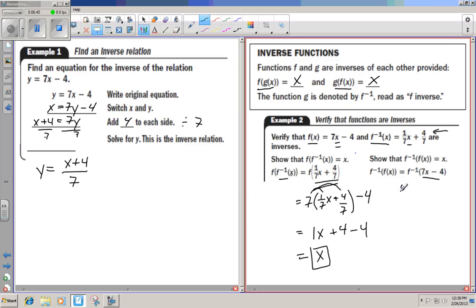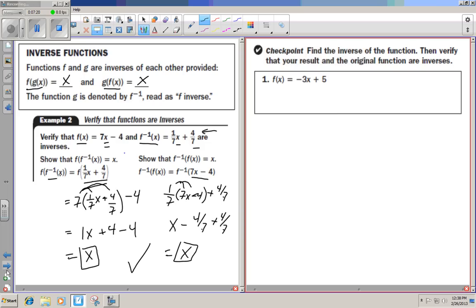So we change that x with 7x minus 4. And then don't forget what's left over, the adding 4/7. So distribute again. 1/7 of 7. 1/7 of -4. Plus 4/7. These cancel, equals x. Since both functions are equal to x, you've now shown that they are inverses.